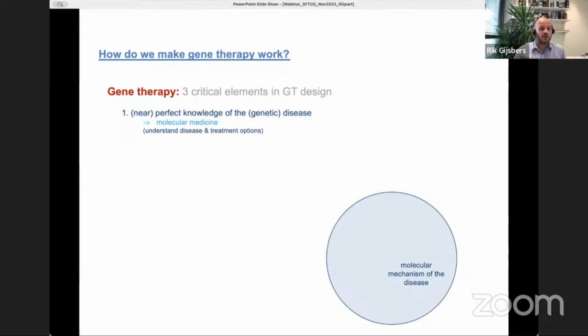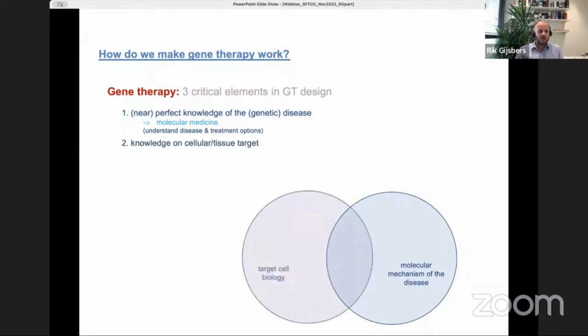It's the development of molecular medicine, understanding the underlying molecular mechanism of a disorder, the fact that it's a genetic underlying problem, for example, is key in order to develop a gene therapeutic approach. Second, we need to have good in-depth knowledge of the specific cell or tissue that we need to target, and we have to understand the target cell and tissue biology.